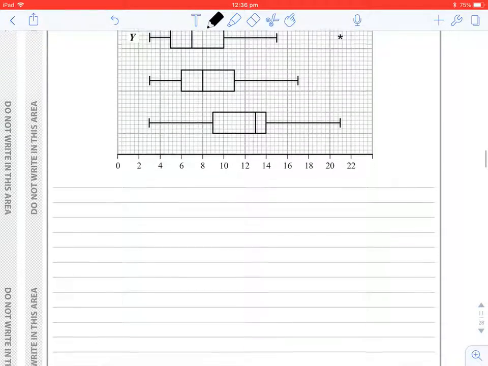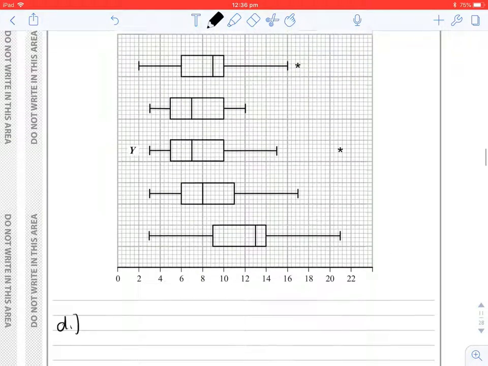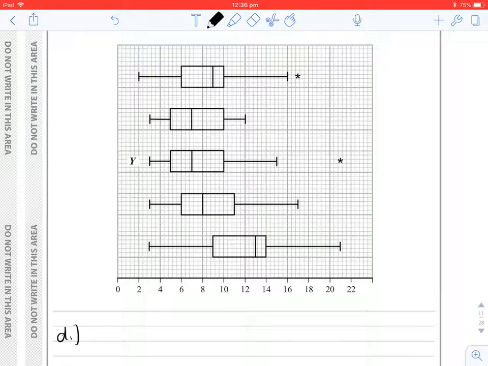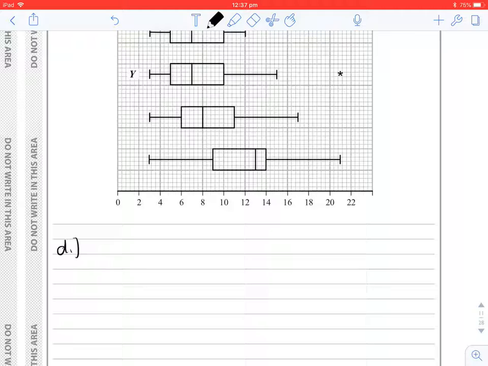Part D. The data for these months are summarised in the box plots on the opposite page, so the ones that we can see here. They are not in month order or the same order as table 2. D part 1, state the meaning of the star symbol on some of the box plots. So the stars just denote outliers.